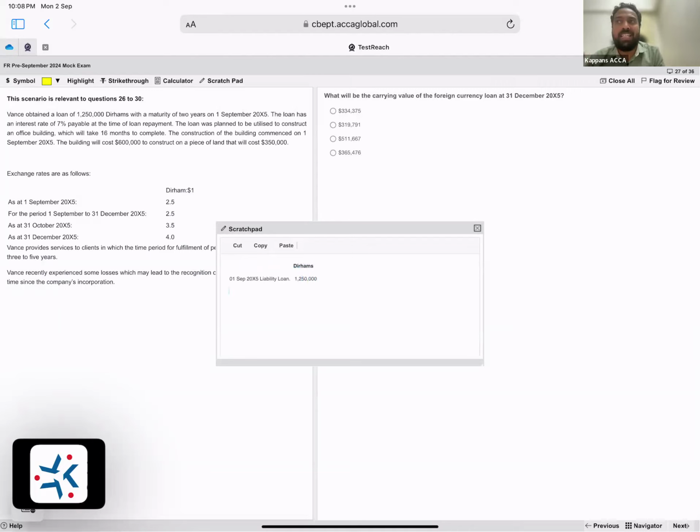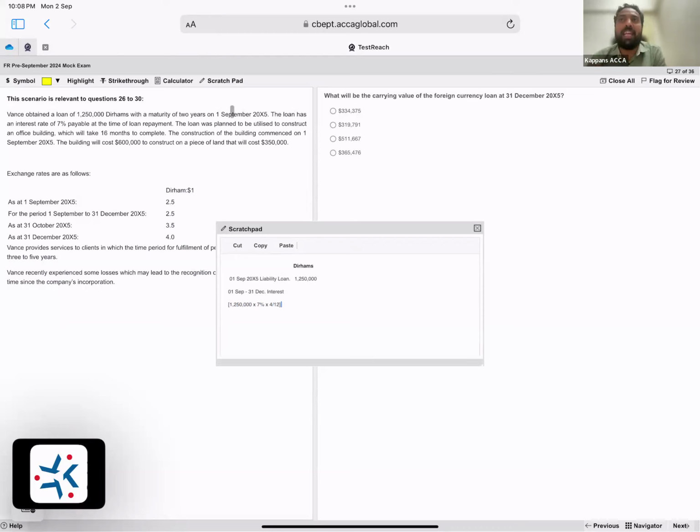Now they're asking about 31st December. So from 1st September to 31st December, interest also needs to be paid. So the loan amount will increase, the liability amount will increase. So 1.25 million multiplied by 7%, the interest rate. But the loan was taken in September. So from September to December, September, October, November, December, multiplied by 4 by 12.